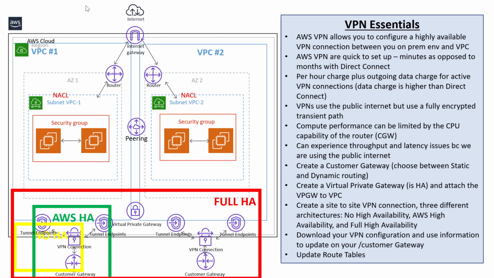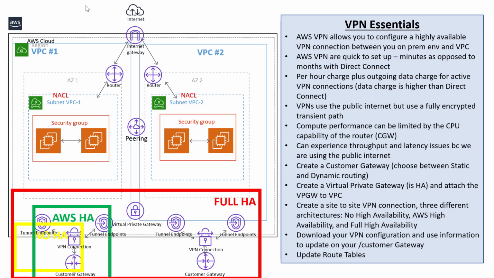VPN tunnels are quick to set up, minutes as opposed to months with Direct Connect, and there is a per hourly cost plus an outgoing data charge for active VPN connections, and the data charge will be higher than using Direct Connect. VPN performance is limited to your customer gateway equipment, which is basically your home, business, or enterprise router.